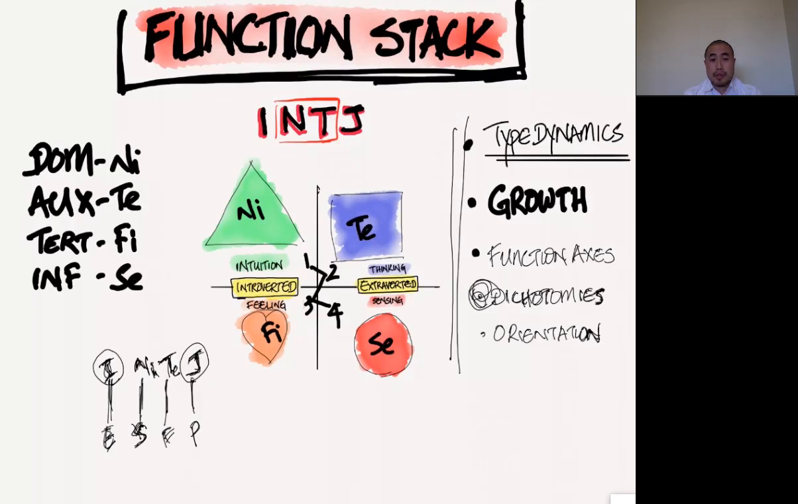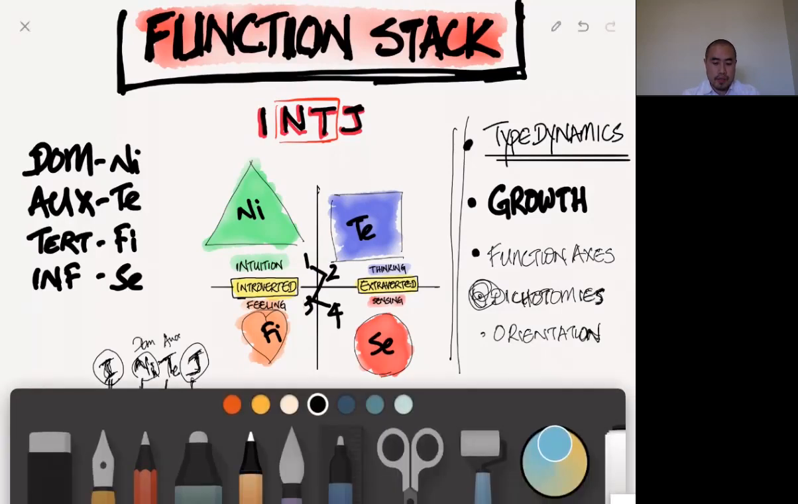Automatically, the perceiving function, which is the learning function, which is introverted intuition for the INTJ, is going to be introverted. It's going to be the first function, the dominant function. And then the auxiliary function is going to be extroverted thinking. And then you're going to flip the other 2, right? So this is the judging axis, which is a conscious axis. When I say axis, it just means that they fall on the same, I guess, line.